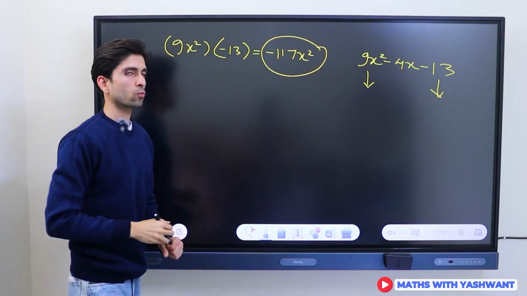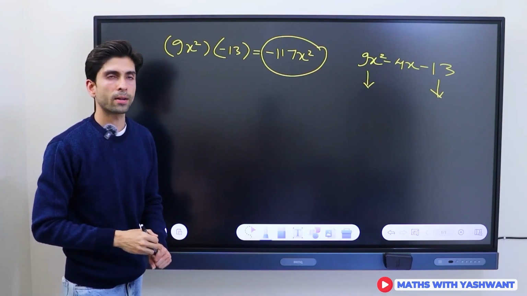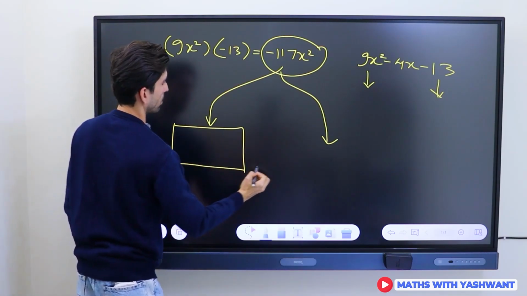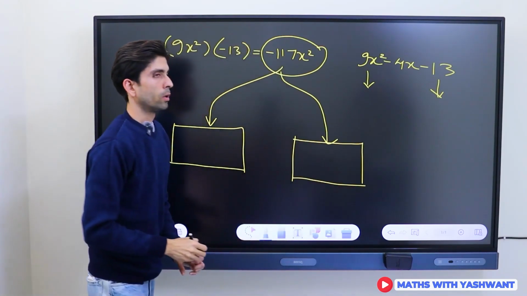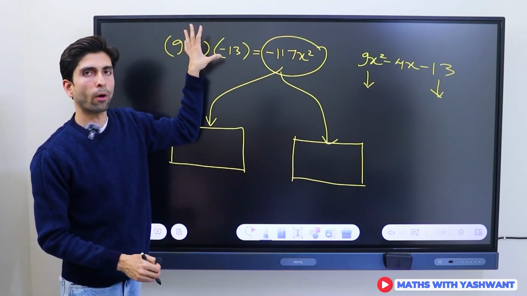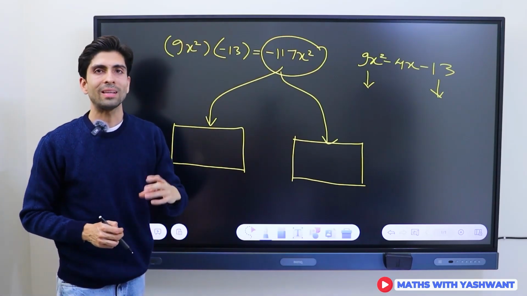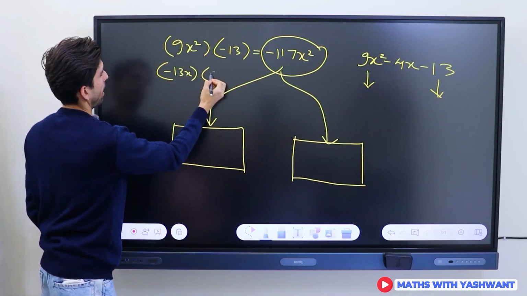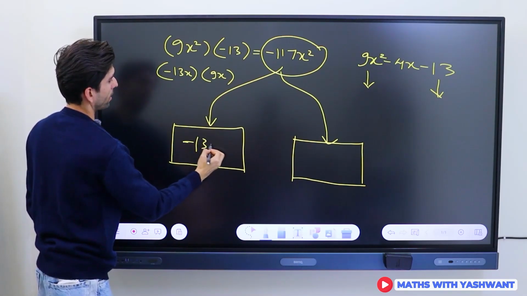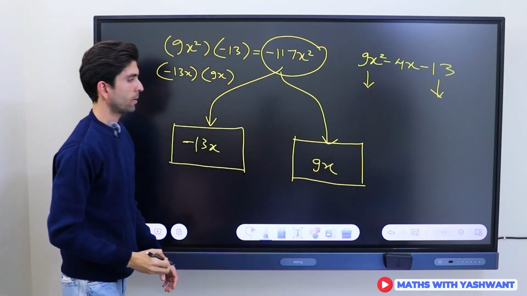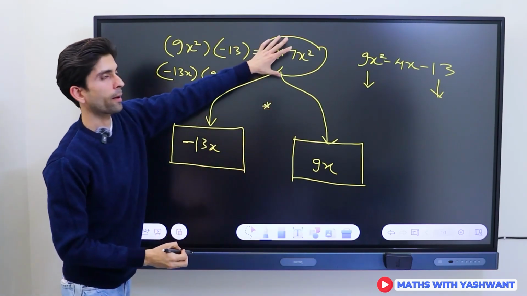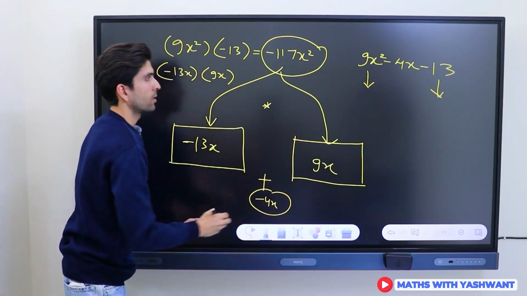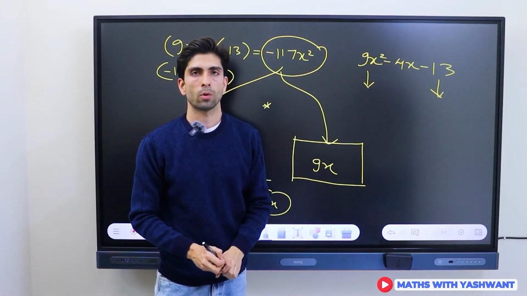Now with the help of this minus 117x squared, we'll find the split parts. It is advisable most of the time to visualize the product in its original expanded form, because that will help you easily find the split parts. Like in this case, I can see minus 13x and 9x. If you take minus 13x and 9x as the split parts and multiply, you again get back minus 117x squared. And if you add these split parts, you get minus 4x, which is the middle term, right?